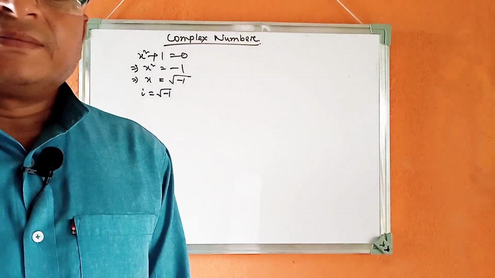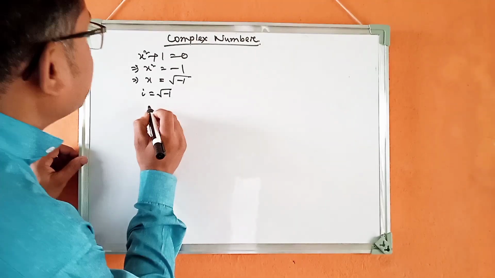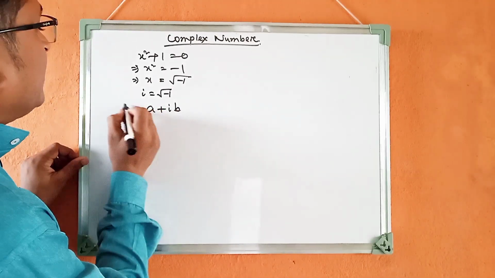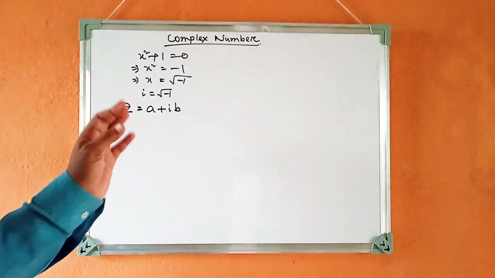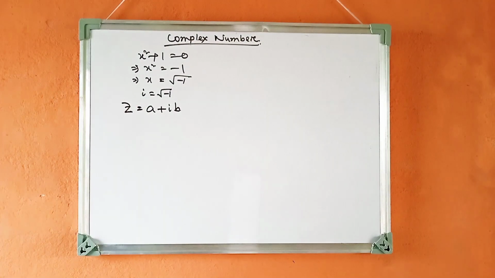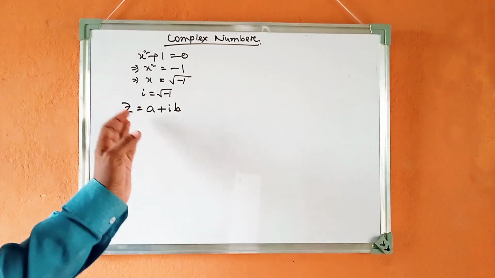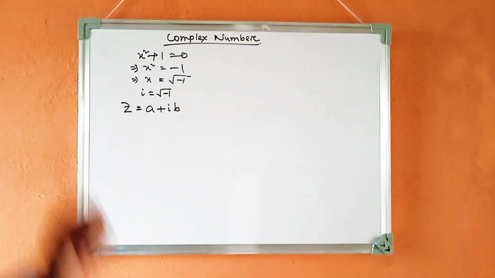A number of the form a plus ib is called a complex number, indicated as z. So we represent it as z equal to a plus ib. This is said to be the standard form. This is z equal to a plus ib, the standard form of a complex number.